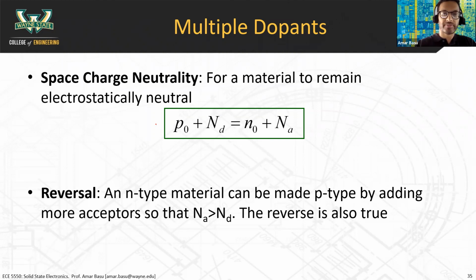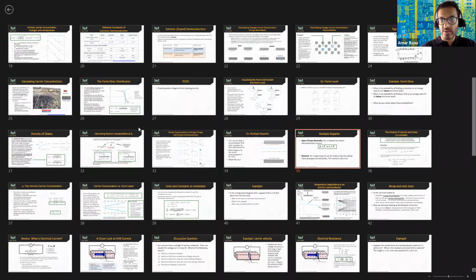This is a hole. So the hole has a net positive charge. The electron has a net negative charge, okay? Now, let's talk about these terms here. A subtle but important point is that Nd is the donor atoms, okay? Now, if we go back to a picture of what the dopants look like.